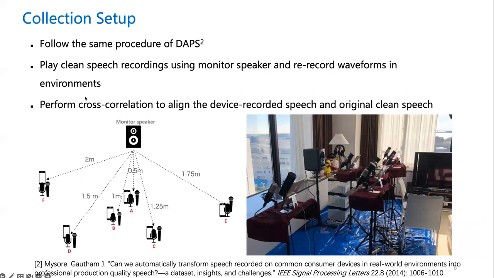We collect the DDS dataset by following the same procedure of the previous dataset. We play clean speech recordings using a high-quality monitor speaker and then re-record the waveforms in the environments. Here's a figure showing a real recording environment. The 3 types of microphones record the played speech at 6 different positions. And after that, we perform a cross-correlation algorithm to align the device-recorded speech and its original clean speech.